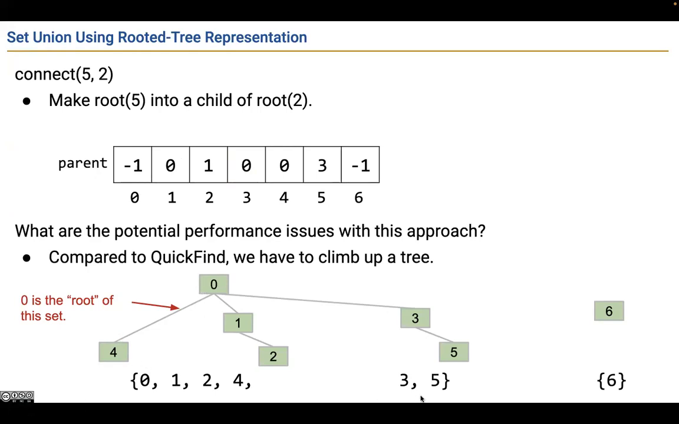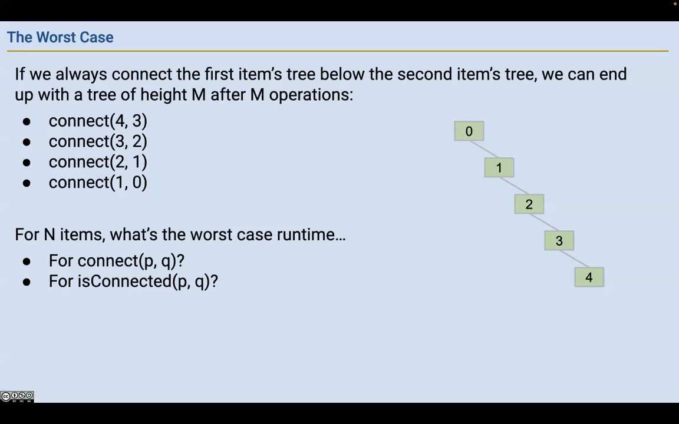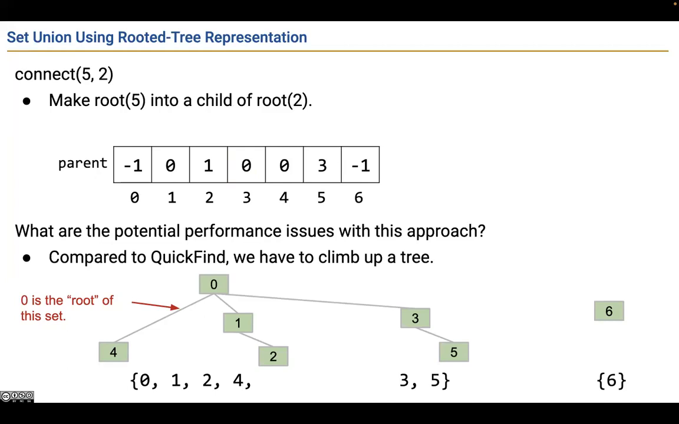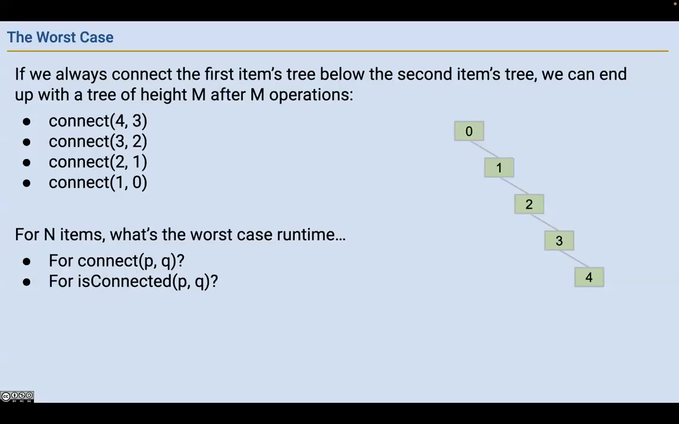So how does this work? How fast is it? We need to do the same analysis as before. So at first, it might seem like this is a little bit faster. How did I connect things? I didn't have to scan the whole array. I just had to climb this tree and climb this tree to find the bosses. However, what if my tree looked like this? What if, after doing a bunch of connect operations, my tree looked like this? This is a very tall tree. And in this case, how long would it take to connect 2 items? And how long would it take to check if 2 items are connected?